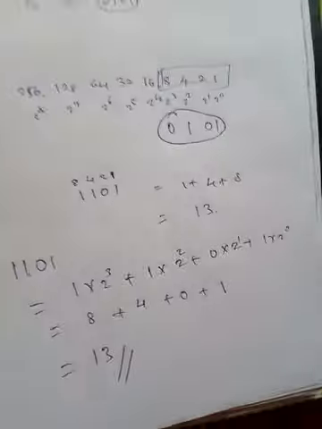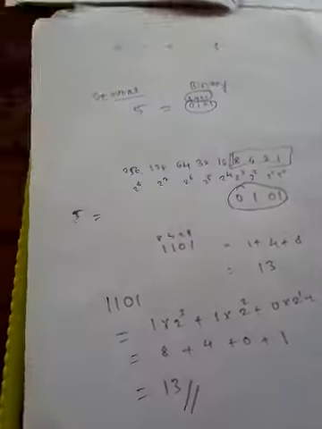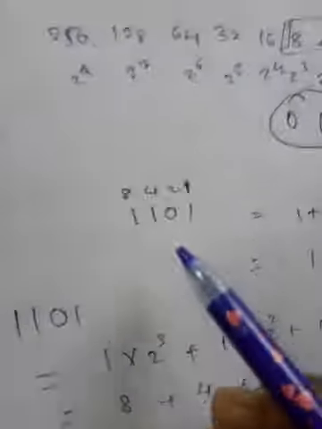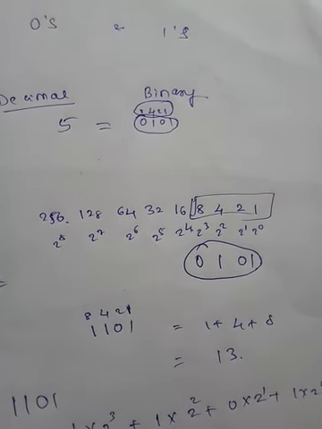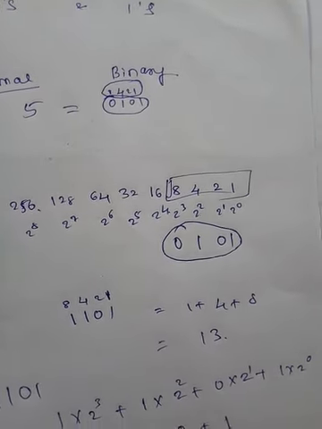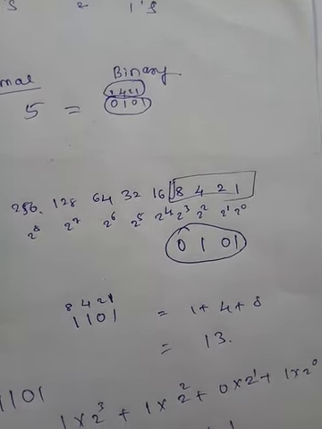Okay, this is how you can cross verify. This is the simplified form you can see here, the decimal to binary conversion. If you have any doubts in this one, you can solve it again.